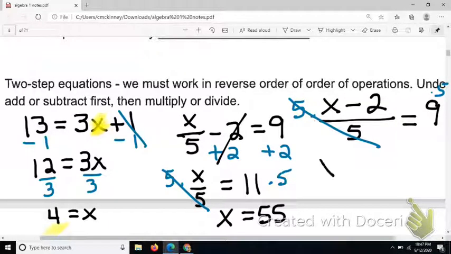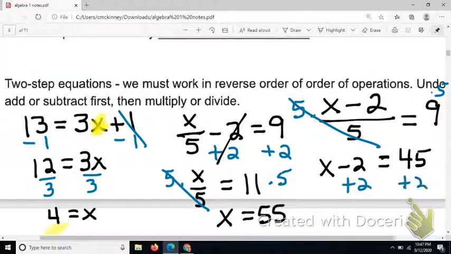Then I would have x minus 2 is equal to 45. Remember, we're doing the same thing on both sides. Then add 2 to both sides. So here, x would be equal to 47. And if I checked it, 47 take away 2 is 45, and 45 divided by 5 is 9.